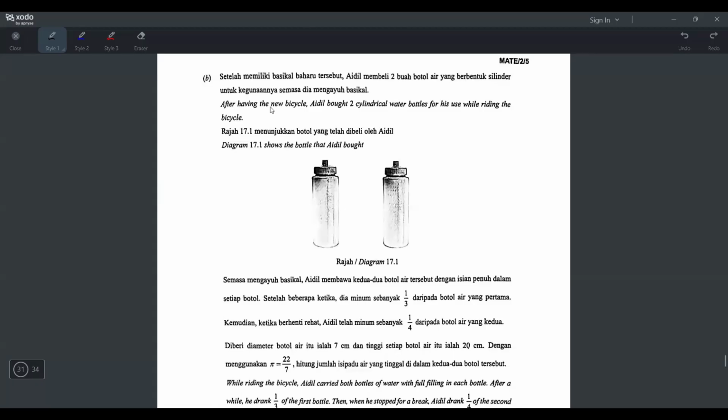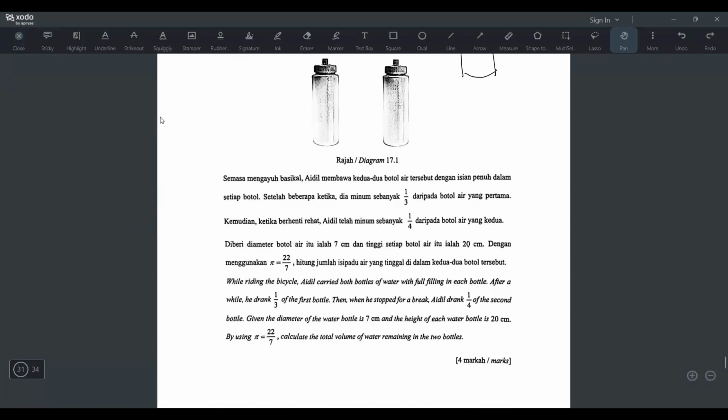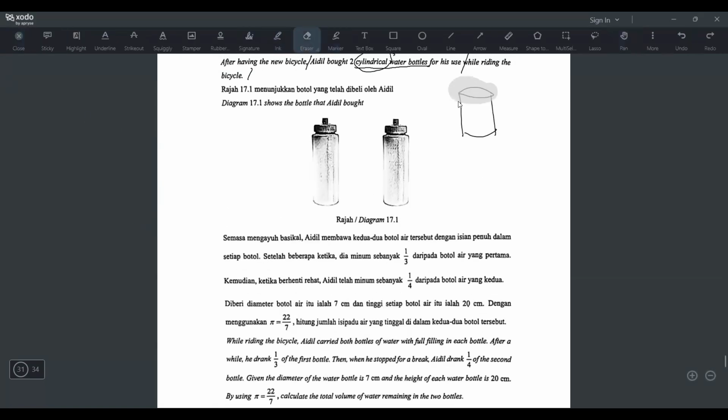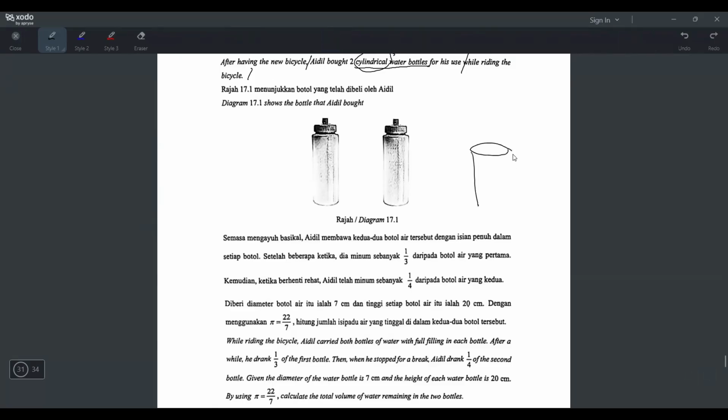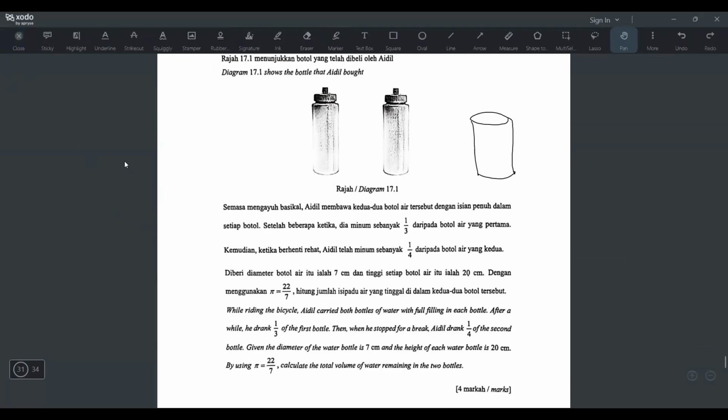Okay, let's read. After having the new bicycle, Ideal bought 2 cylindrical water bottles. What is cylindrical? It means it's a cylinder. So cylinder shape like this, cylinder. For his use while riding the bicycle. Diagram 17.1 shows the bottles that Ideal bought. So we have 2 cylinders here. So let's scroll down. Okay, so when you have a cylinder, then maybe they want you to find volume, maybe.